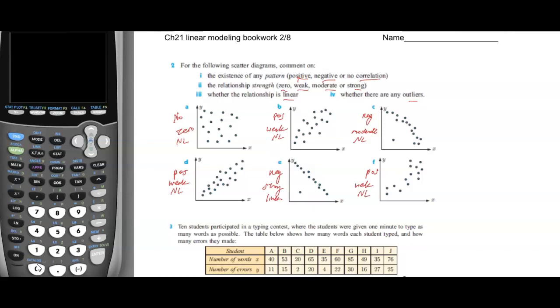Whether there are any outliers. Let's see, no outliers in particular in A or B. C, there's one here. D, I don't see any particular ones. E, there's one here. And I think that's it. F doesn't seem to have any particular outliers.